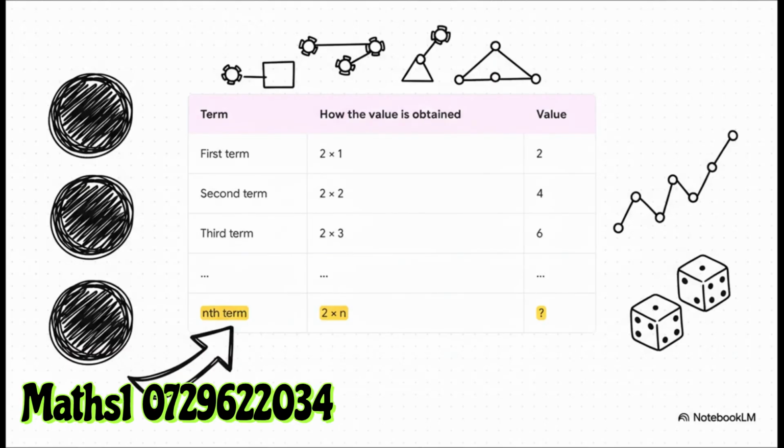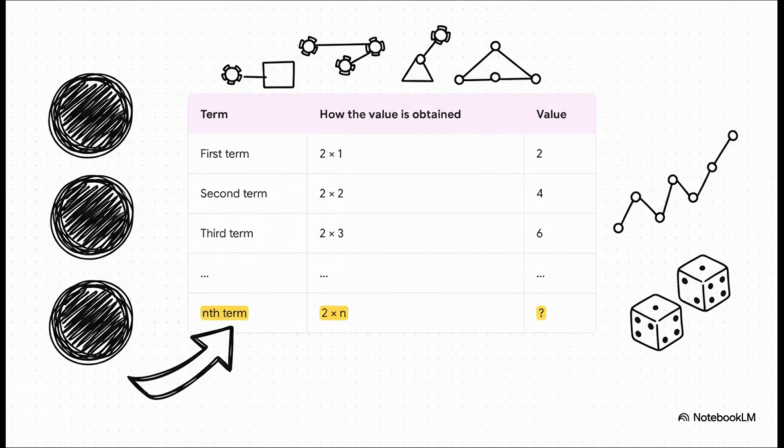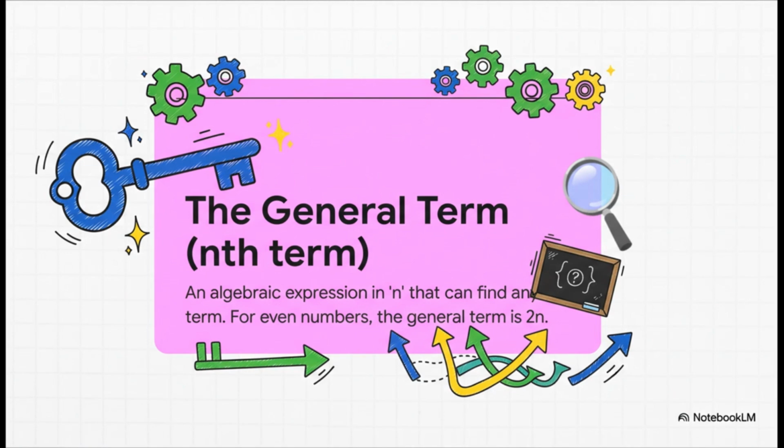The first term is 2, which is just 2 times 1. The second term is 4. That's 2 times 2. The third is 6, which is 2 times 3. Are you starting to see it? The value of any term is just 2 multiplied by its position in the sequence. This rule actually has a name. It's called the general term, and this is our master key.